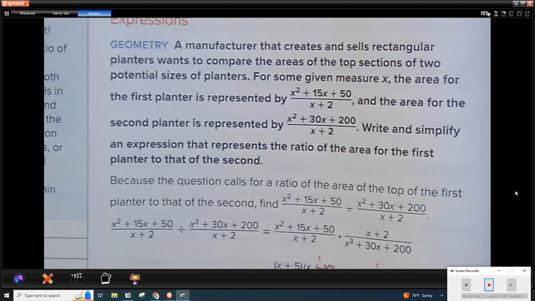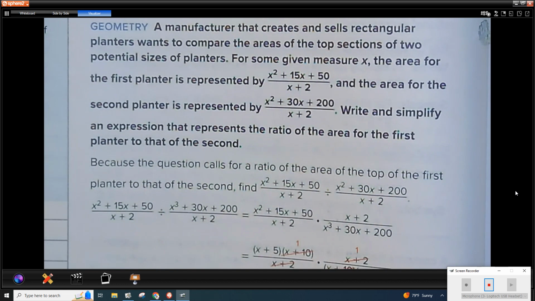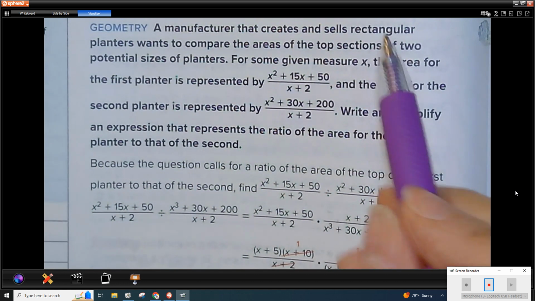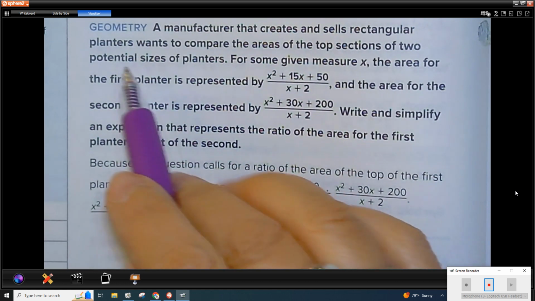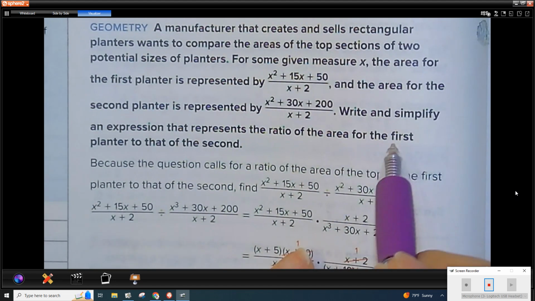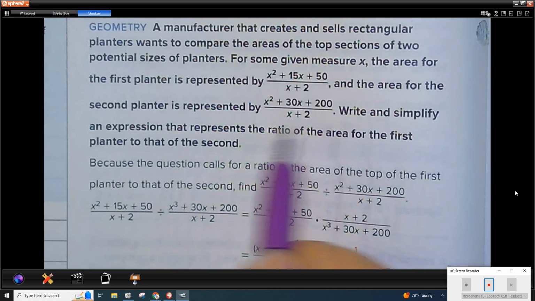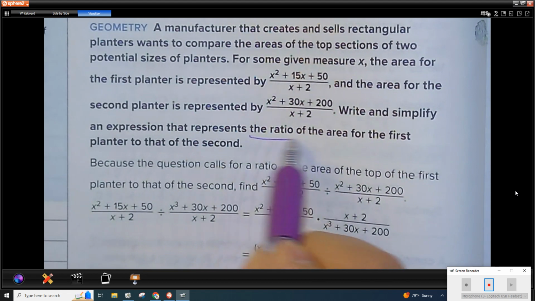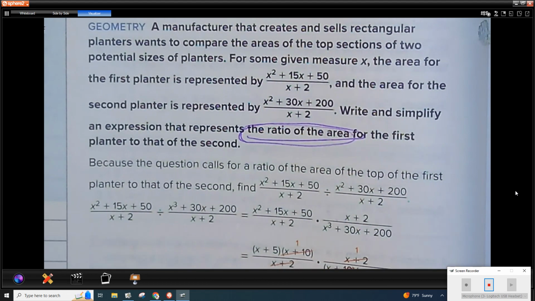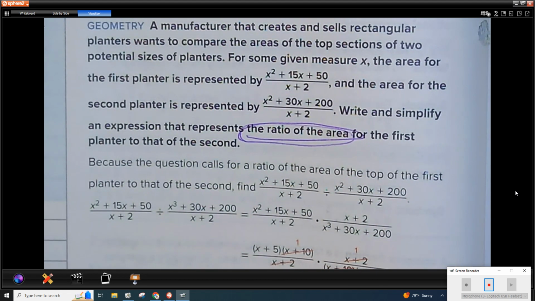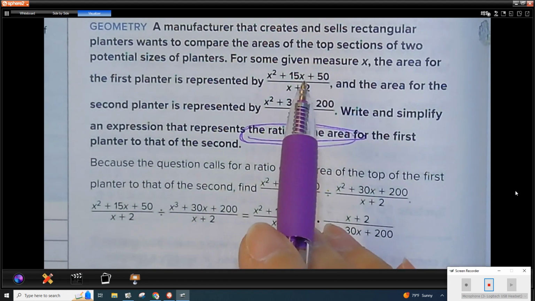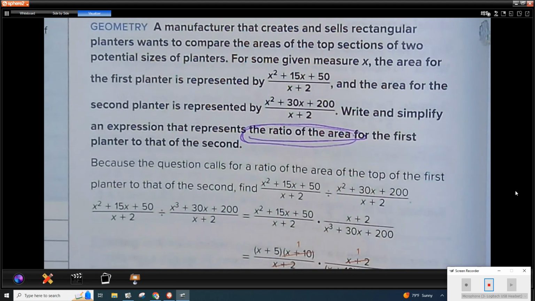Okay, here's a word problem. You have 2 of these. They're planters that they want to compare. So it asks to write and simplify an expression that represents the ratio of the area. So ratio is a fraction or division. So you're going to get this first one divided by the second one.